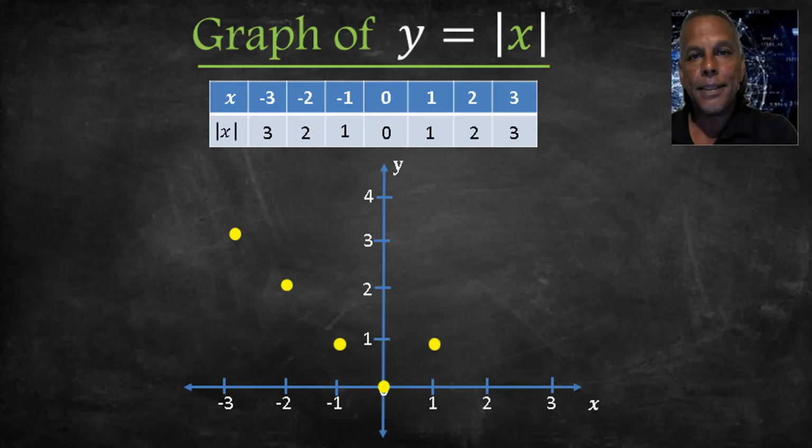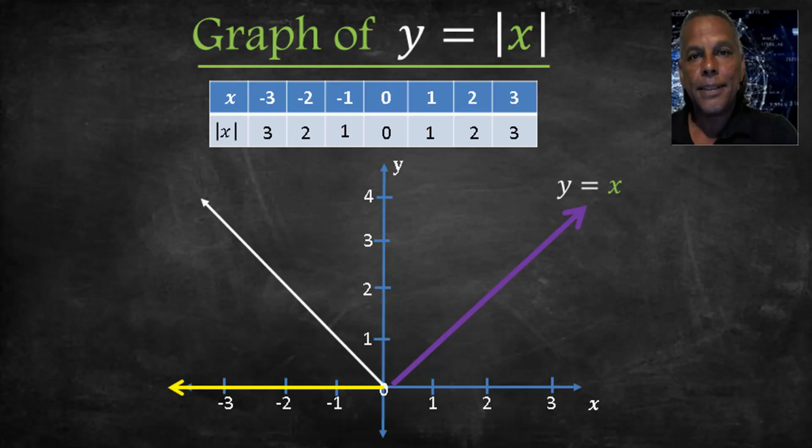What we get is a V-shaped graph, and what's important to note is that when x is greater than or equal to 0, we have the line y equals x. And when x is less than 0, we have the line y equals negative x.